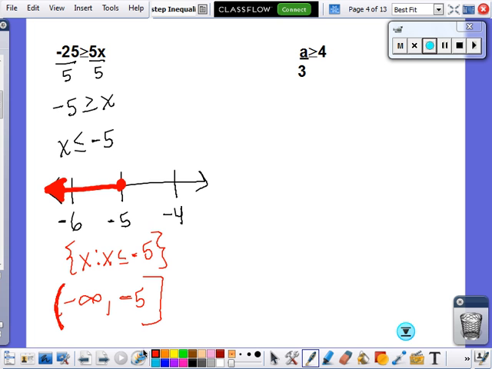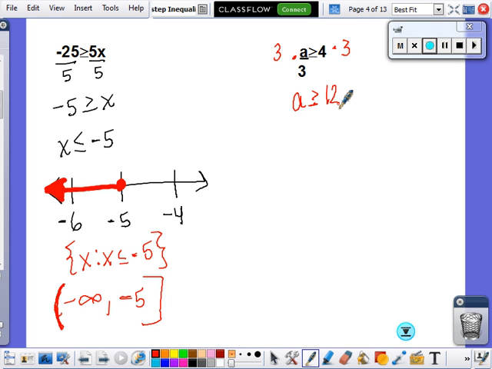Alright, now let's look at this one. We see fractions sometimes and think, oh no, can't do that. But this is a divided by 3, and to undo anything divided, I multiply. So a is greater than or equal to 12. I multiplied by a positive number, so I didn't flip the symbol.